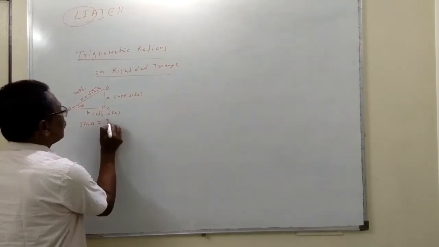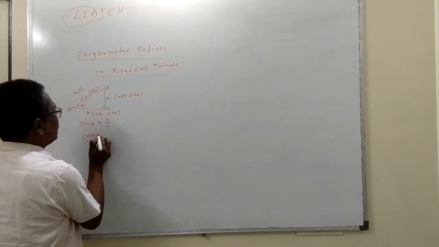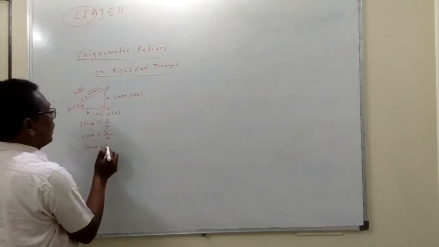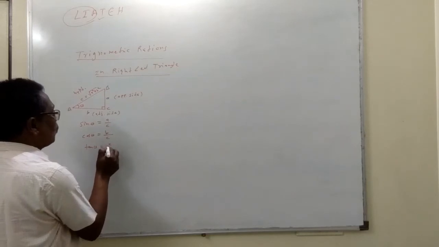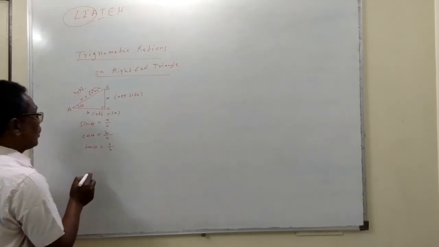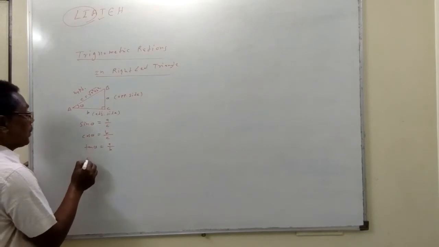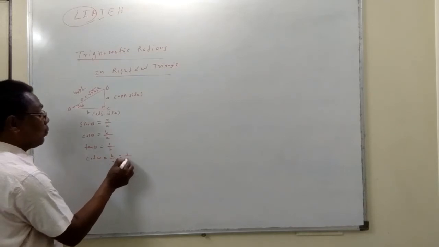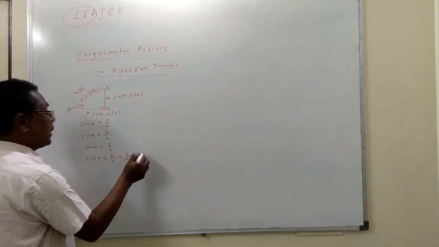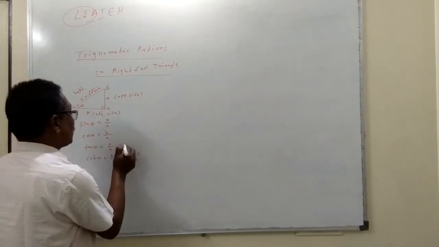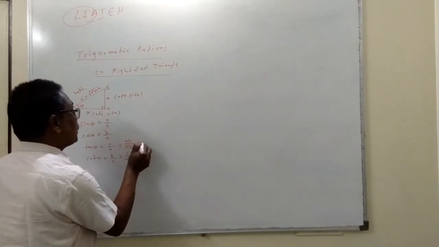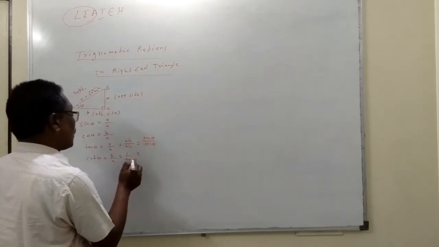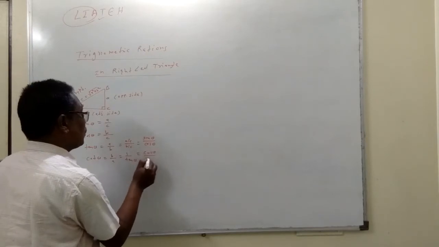So sin theta is equal to A upon C. Cos theta is equal to adjacent side upon hypotenuse, B upon C. Tan theta is equal to opposite side upon adjacent side. Now reciprocal ratios: the reciprocal of tan is cot theta. So B upon A, or we can write 1 upon tan theta. Again tan means sin upon cos theta. This we can write A upon C divided by B upon C, so that is sin theta upon cos theta. So cot is 1 upon tan theta or cos theta upon sin theta.